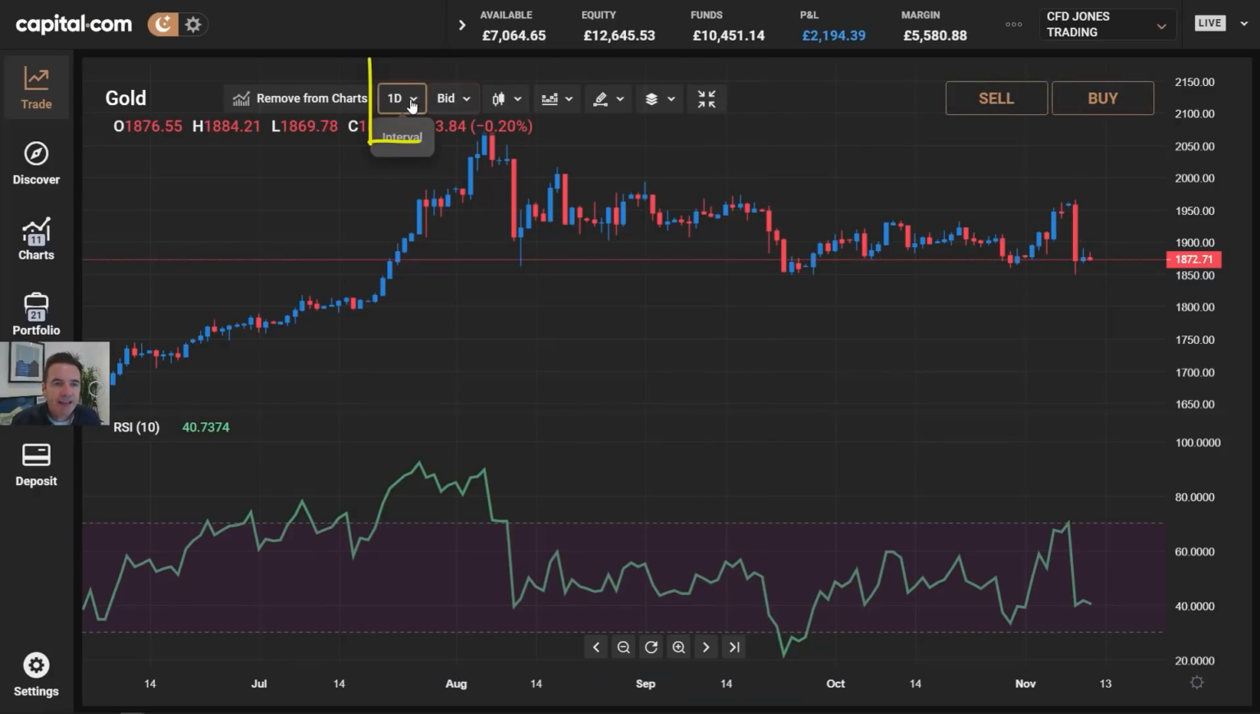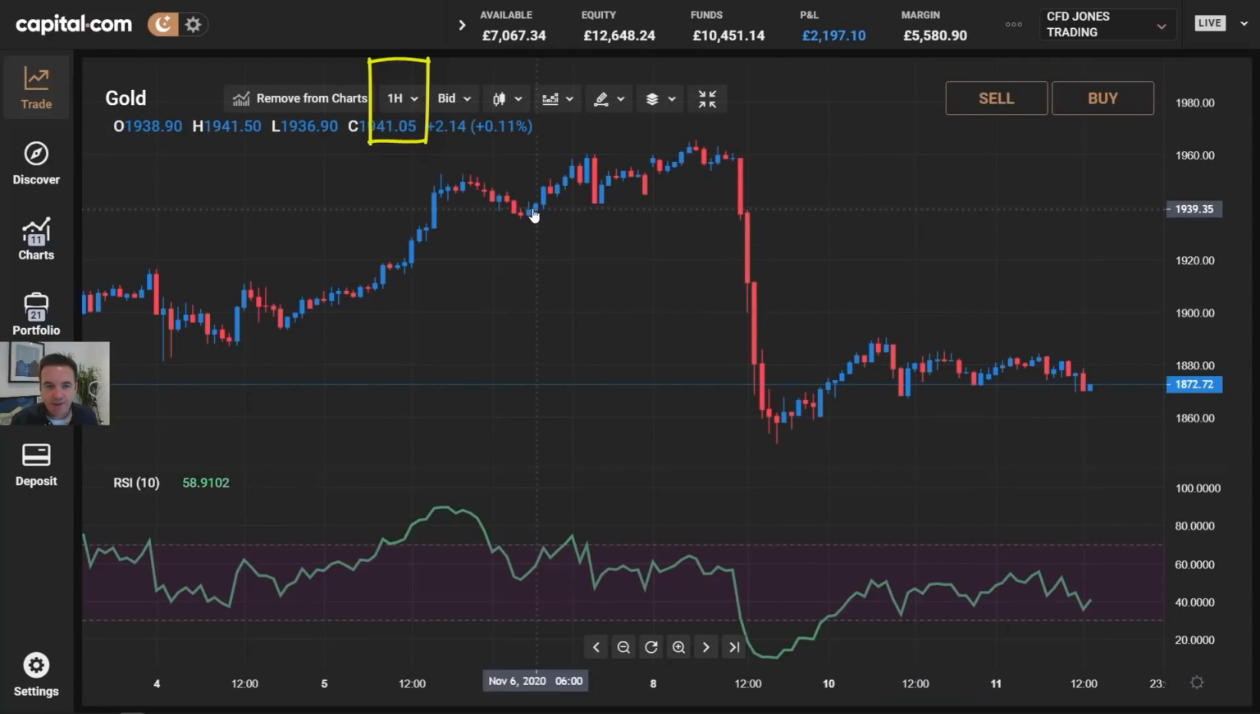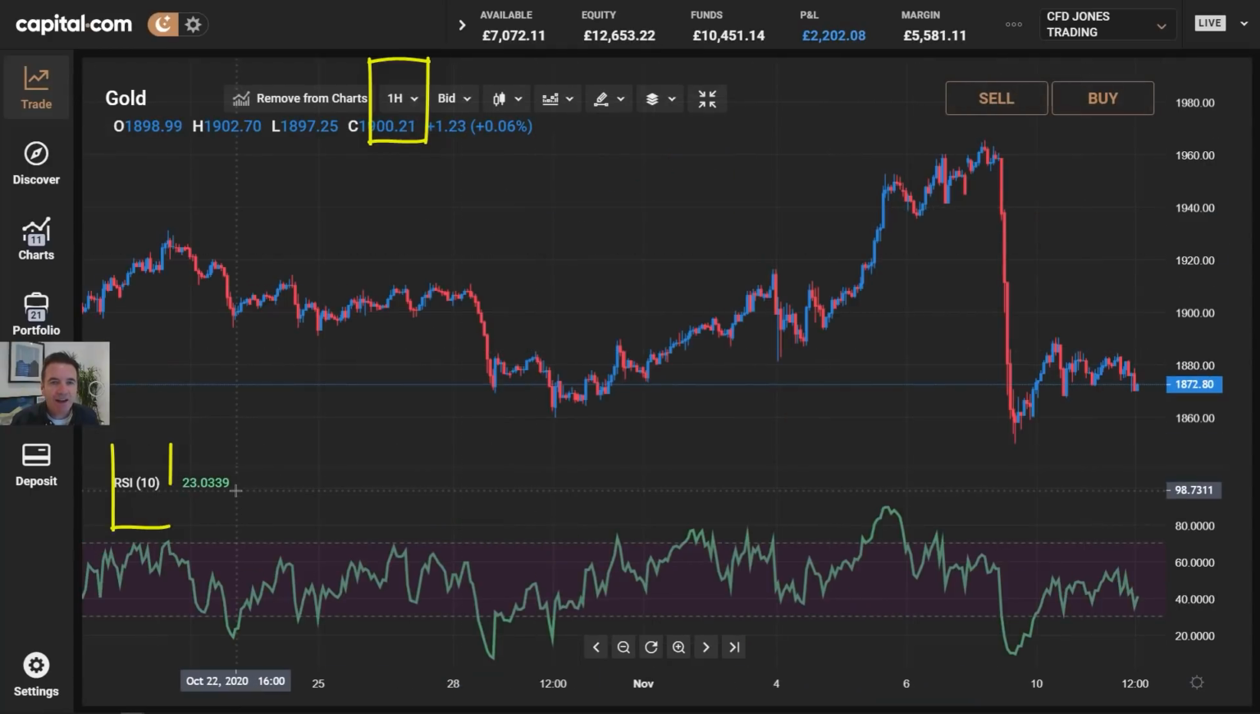And of course, if I now flip this over to an hourly chart, so again, we're sticking with gold for now, I've got a 10 RSI on here, but it's not looking at the last 10 days. It's now looking at the last 10 hours and looking at the points gained in the hour the market rose versus the points lost in the hour the market fell. So it's important to know that when you change the frequency of your charts, change the period, then of course your RSI is going to change as well.